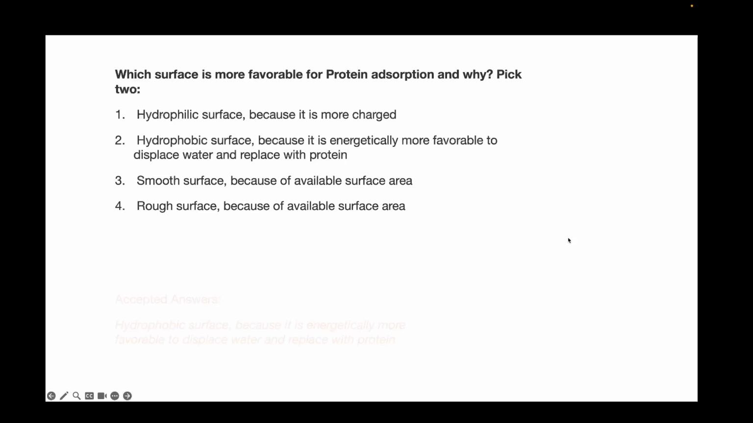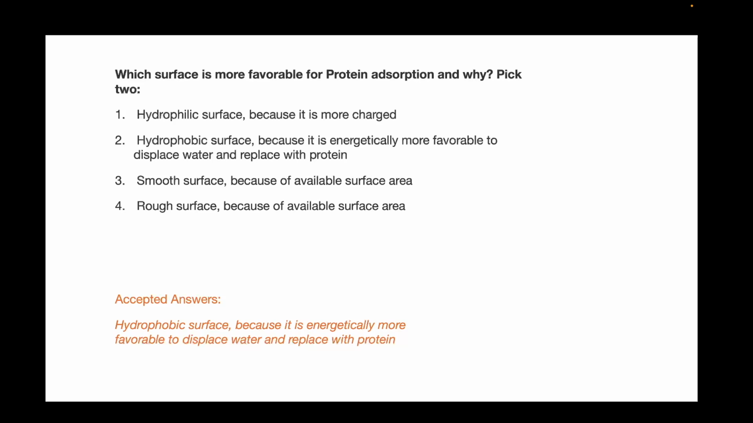Okay, the correct answer here would be option 2, hydrophobic surface, because it is energetically more favorable to displace water and replace with protein. And option 4, that is rough surface, because of available surface area. I guess the other answer is not coming here, might be an error, but yes, option 2 and option 4 will be the correct answer. A hydrophobic surface enhances adsorption because it is energetically more favorable, it helps in displacement of water and replaces it with protein.